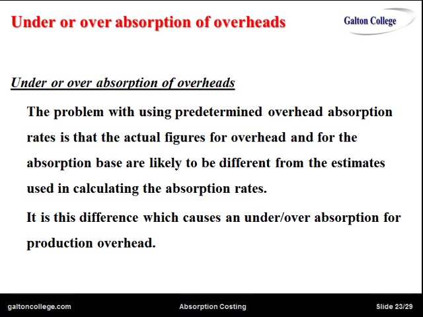The problem with using a predetermined overhead absorption rate is that the actual figures for overheads and the absorption base are likely to be different from the estimates used in calculating the absorption rates. It is this difference which causes an under and over absorption of the production overhead. So the actual figures for overheads and for the absorption base are likely to be different from the estimates used in calculating the absorption rate. The reason is quite simple. The figure used is not necessarily the actual figure. The actual figure is not known until the end. So they are working with a best guess in the meantime.